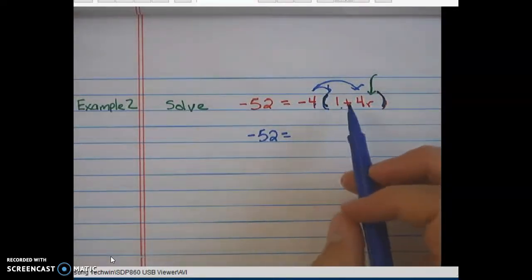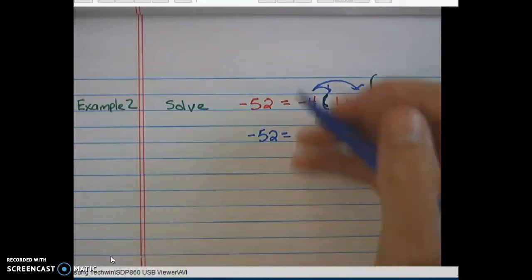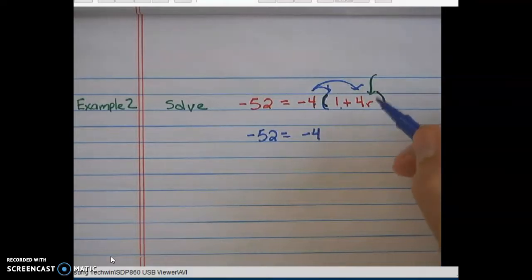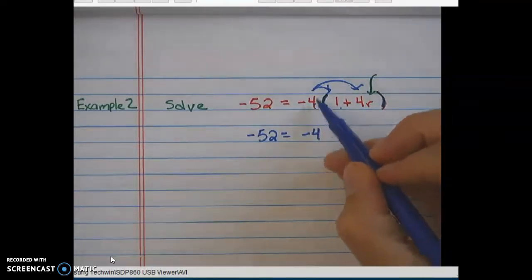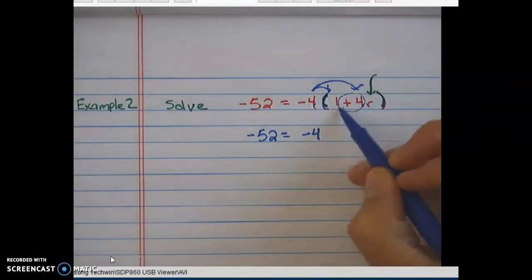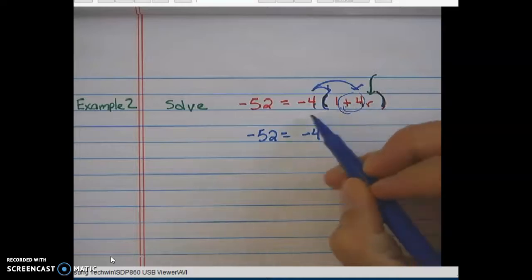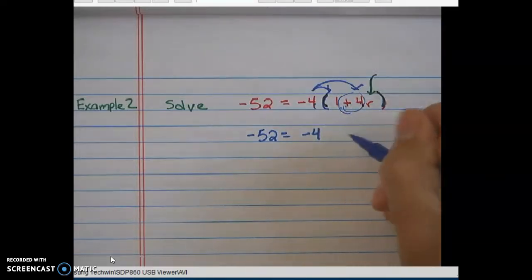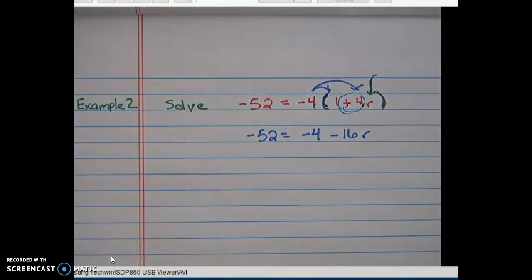So negative 4 times positive 1. Remember, a negative times a positive is still negative. This says plus 4r, but after I do my multiplication, what kind of sign am I going to get? What is a negative 4 times a positive 4? Remember, this sign goes with that number. So negative times a positive is a negative 16. So how do I write a negative 16? We're going to write that as a minus sign. So negative 16, and there was an r value in there. So after I distribute, I end up with a brand new equation.